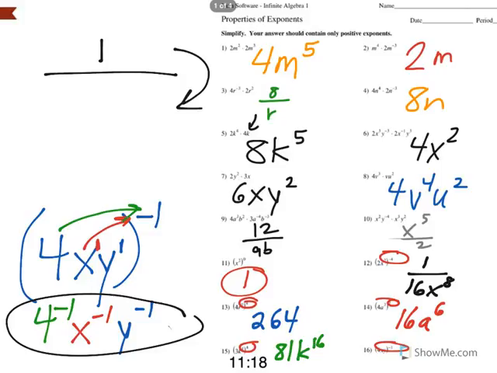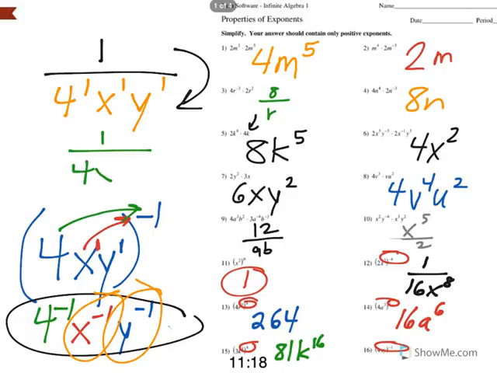So as it drops to the denominator, it becomes positive. 4 to the 1, x to the 1, y to the 1. Let's clean that up a little bit here. Cleaning it up, it's 1 over 4xy.